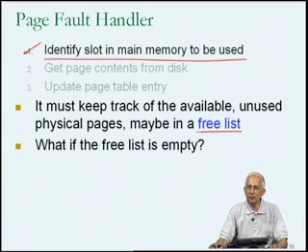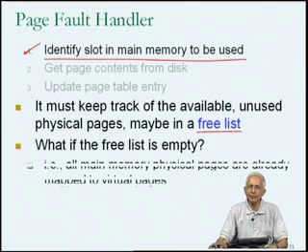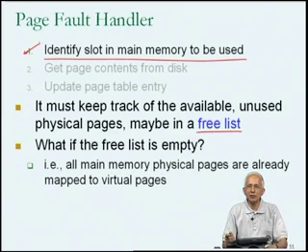Once again, this cannot be used as an excuse to terminate execution of the program which caused the page fault. This too must be correctly handled. This must be covered by the page fault handler. This is just another contingency that has to be taken into account. So, what should be done if the free list is empty? In other words, what if all the main memory physical pages are already mapped to virtual pages, as in our 4-page example?